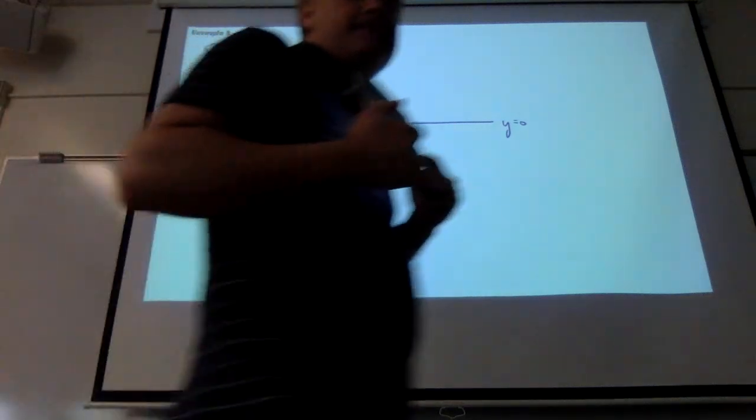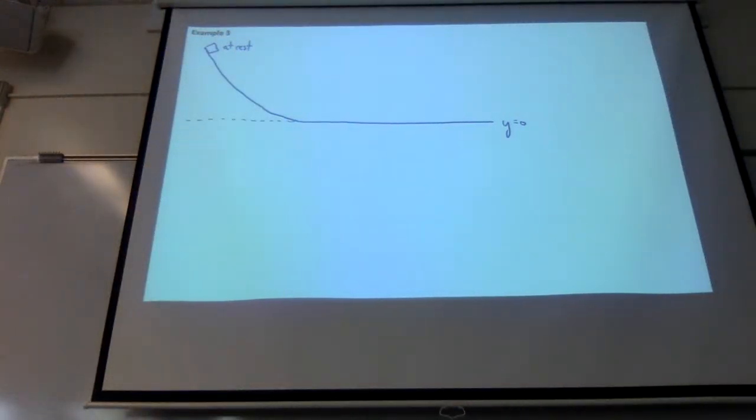I don't know. So let me draw a problem here. Let's say that there is a slope, and it goes down to a flat space. We'll call ground level y equals 0, and we're going to put a box at the top of the slope at rest. Okay, so let's say that this slopey part is frictionless. And then we're going to make the flat part have friction.